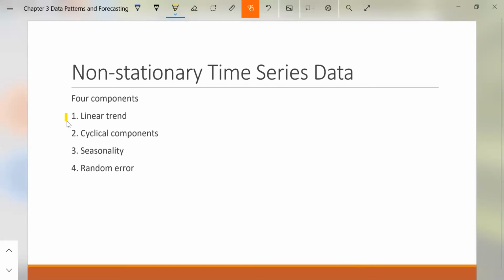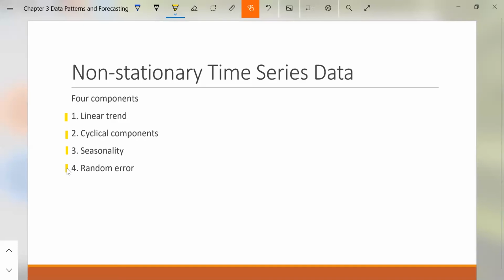The first component is the linear trend, meaning the overall pattern of the data is going up or going down over time. And the second one is the cyclical component. Just as I said, this is the up and downs over the long term based on the economy or some other conditions. The third one is seasonality, meaning that the data pattern going up and down repeats itself within 1 year and is constant from 1 year to the next. And the last one is called random error.